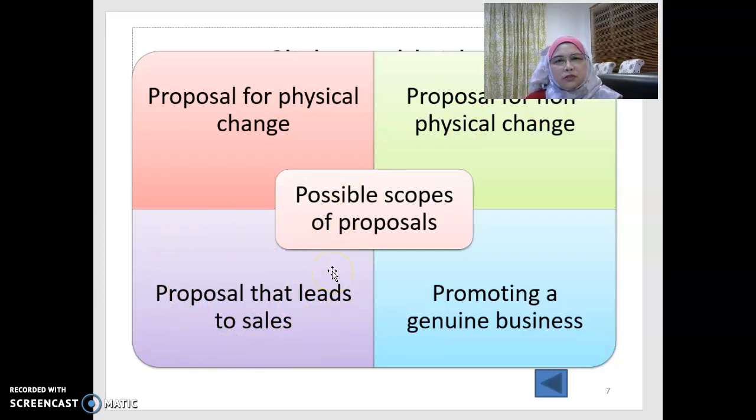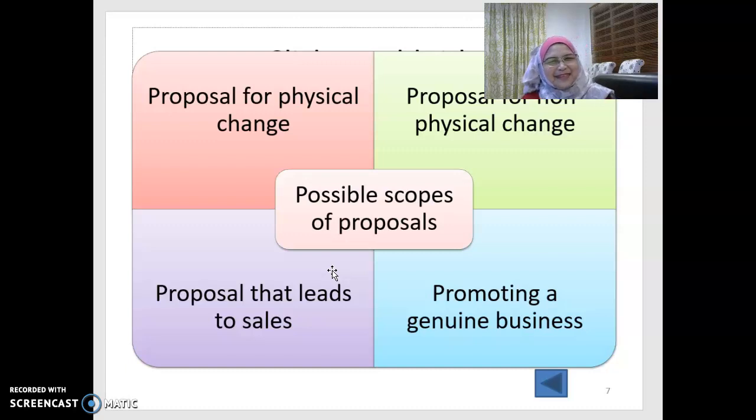The next one is proposal that leads to sales. That means you want to suggest to your friends or your colleagues, or to whoever you are going to do the presentation for, to buy something. Okay, that means you really believe in the product, or you've had enough experience to use a particular service, and you would like everyone else to buy the product or use the service, like Grab service, for instance, or to buy a particular software that you're using, or a particular hoodie that you really love because it's so cold.